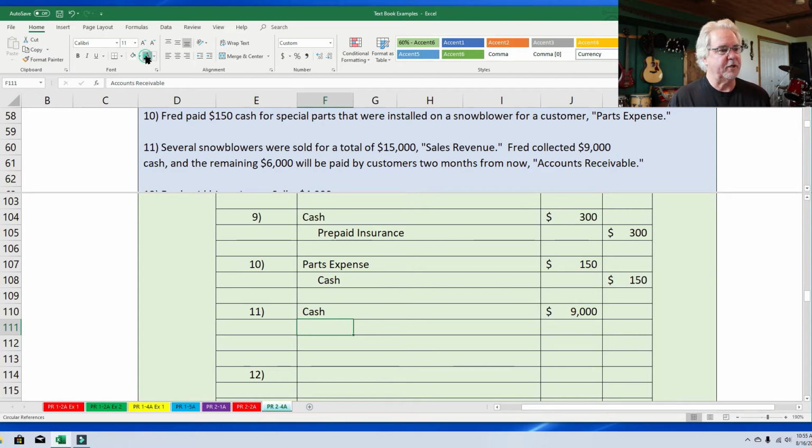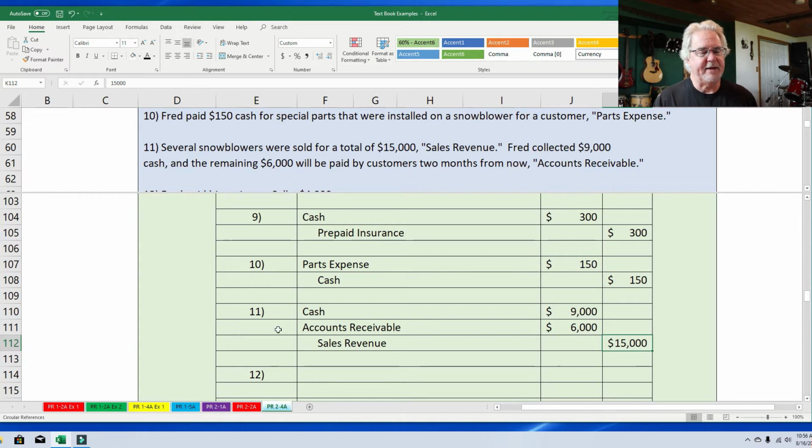So we're going to call this accounts receivable. When people owe you money, it's a receivable. And Fred did his job. He did his work. He sold the machines. He did his part of the bargain. So we're going to call it sales revenue. Let's make sure our lefties equal our righties. On the left, we've got 9,000 and 6,000, and if you add those up, you get 15,000. That's sales revenue.